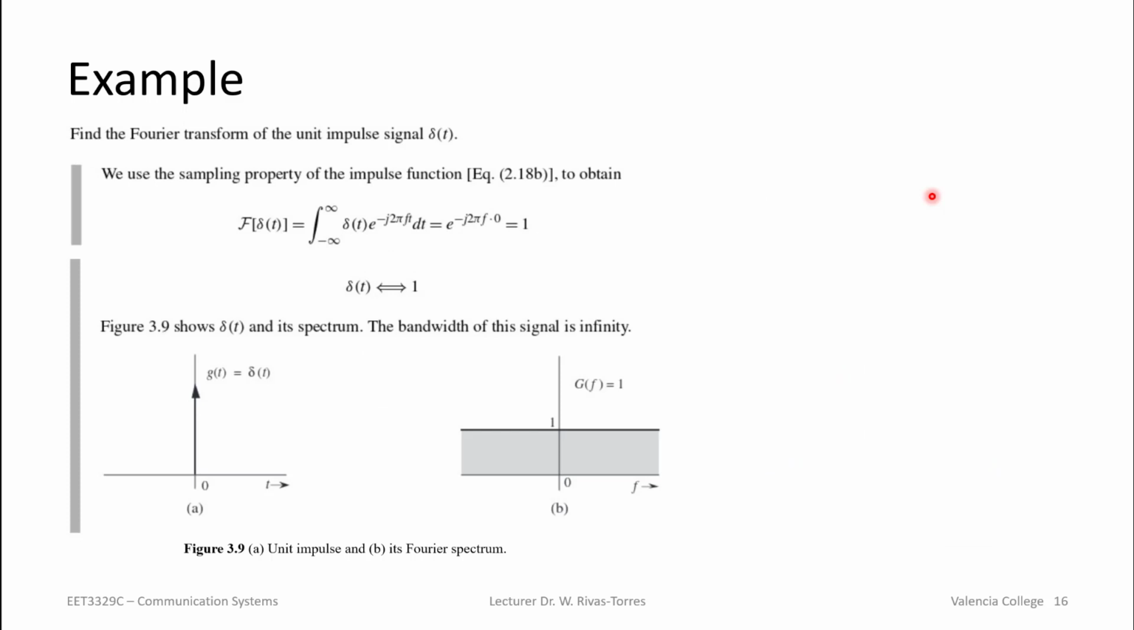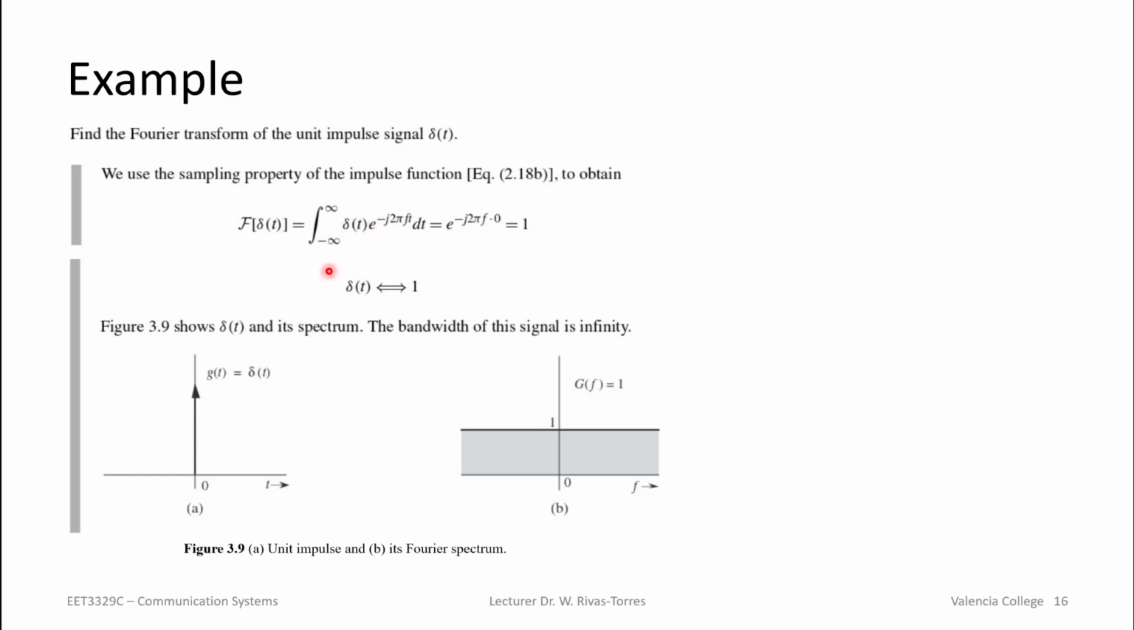Here's another interesting result. Remember the unit impulse? So let's figure out the Fourier transform of the unit impulse. Well, we recognize we're going to try to integrate from minus infinity to infinity, but because we have the impulse, we are going to use the sampling property of the impulse.